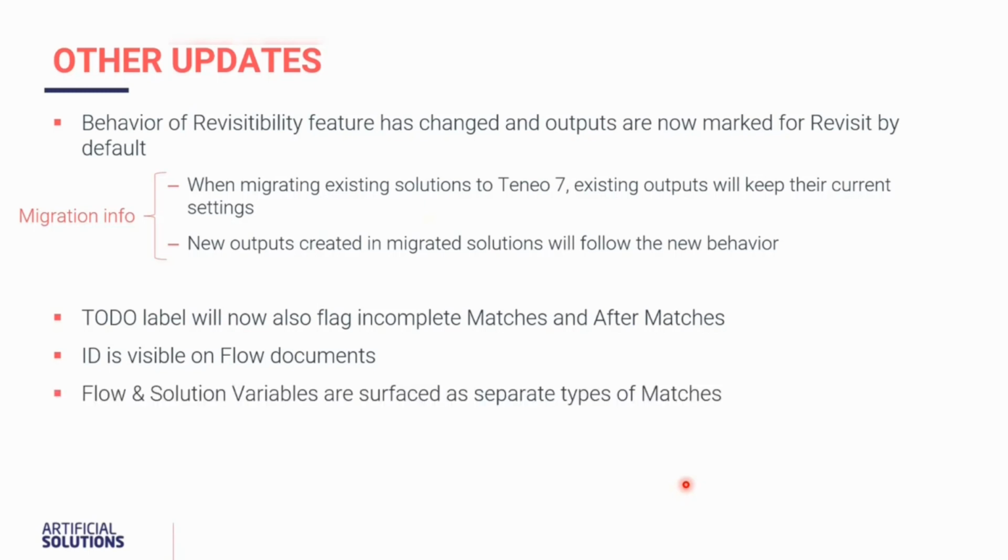And then, as we already saw, another update is that flow and solution variables are now surfaced as separate types of matches. If you recall, in Teneo 6 they were also available as a match requirement, but they were sitting below the context match requirement. Now we have made them more visible by adding them on a higher level.